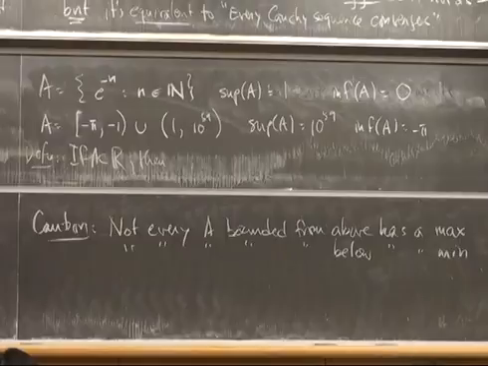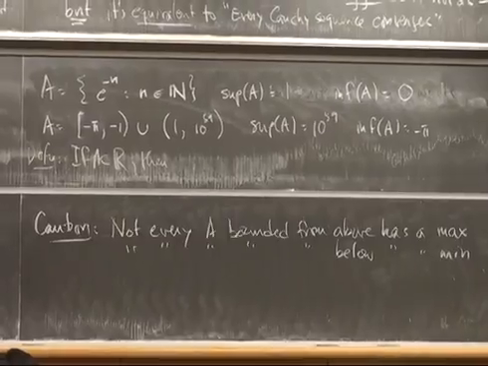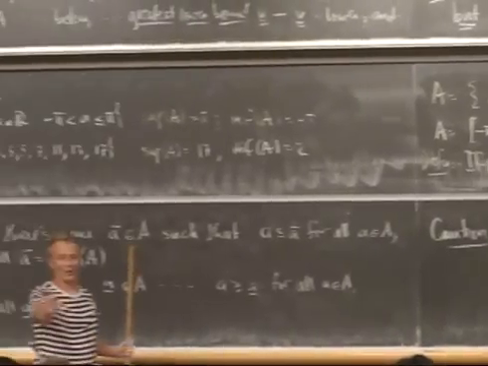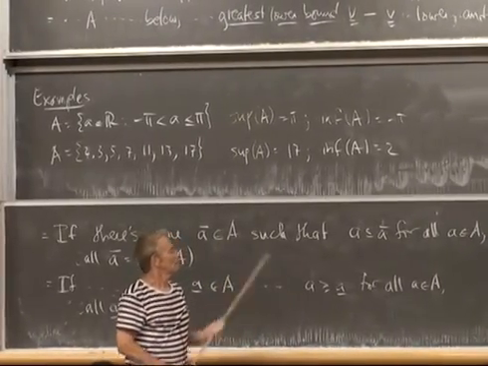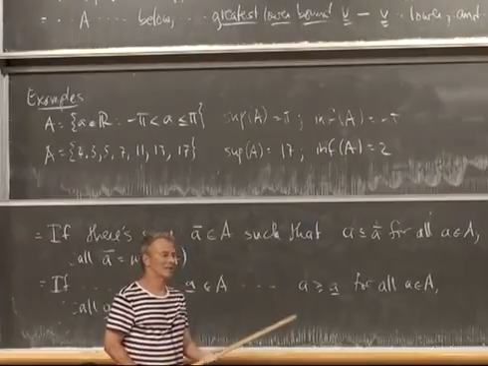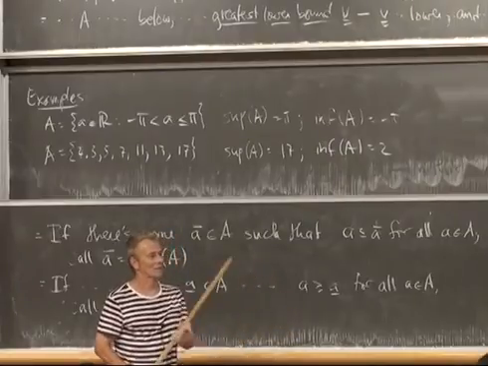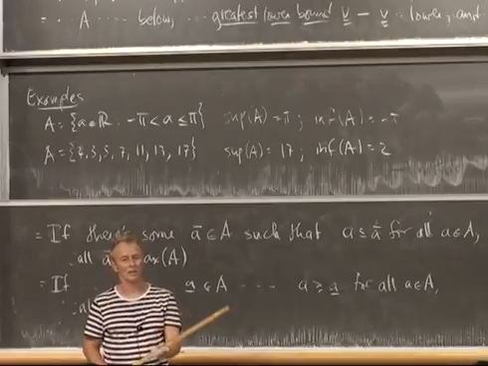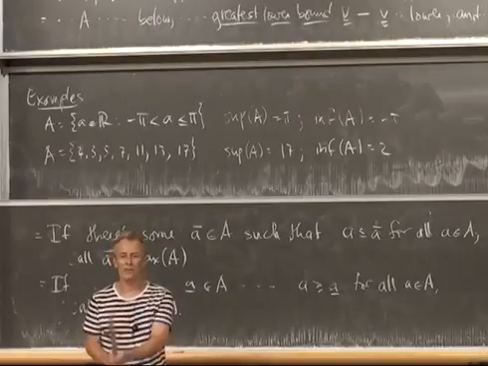Fact, Manish's theorem, and then we'll open with this next time: if A is bounded from above, it has a max if and only if its sup is actually in the set, in which case the sup is that max. It has a min if and only if its inf is in that set, and in that case the min is the inf. Yes, question?